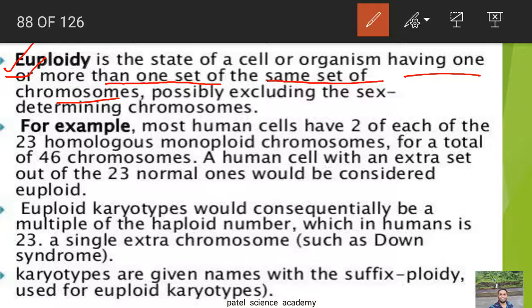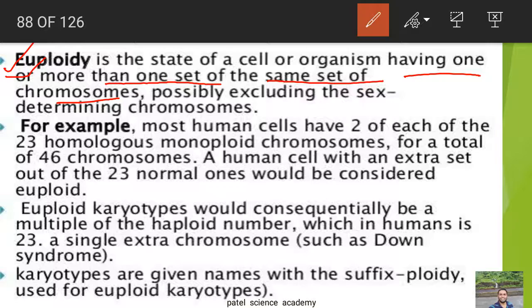Then after monoploid there is diploid. Diploid means two sets of chromosomes, so it is indicated by 2n. Then triploid means three sets of chromosomes, indicated by 3n. Then tetraploid, tetra means 4, so 4 sets of chromosomes, indicated by 4n. So likewise, these are the numbers of chromosomes as far as euploidy is concerned.